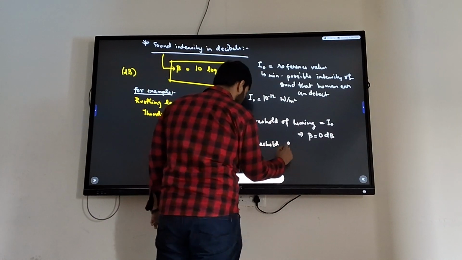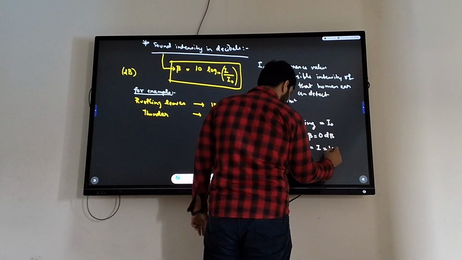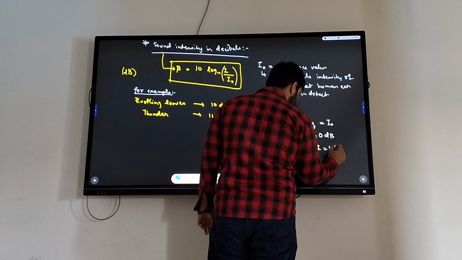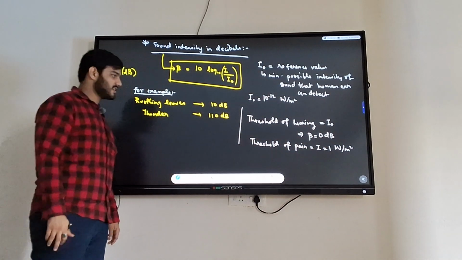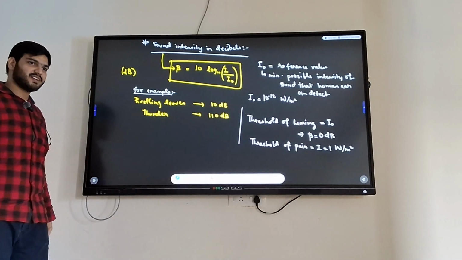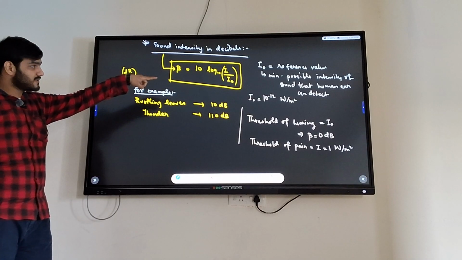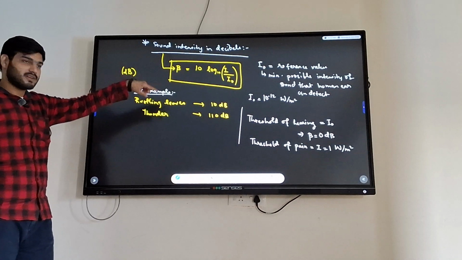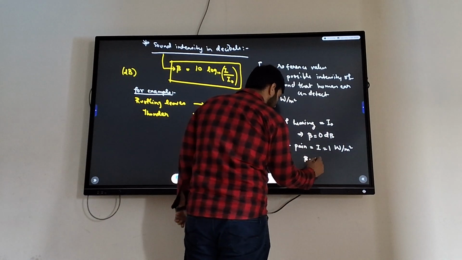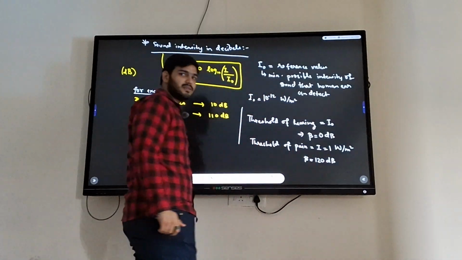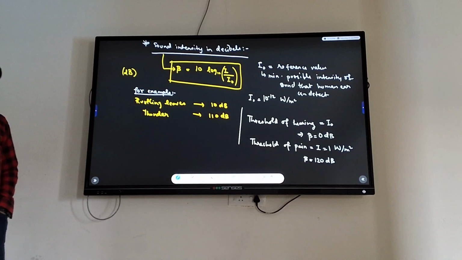Yes. Threshold of pain, its intensity is given to be I, which is equal to 10 power 1 watt per meter square. Na? So what is the measure of pain? Beyond this, I think your ear lobes will get damaged. Okay? And how much decibel will it be? I think 120, right? Even more than the sound of a thunder. So beta will be 120 here. Is it okay? Everything that I've written.